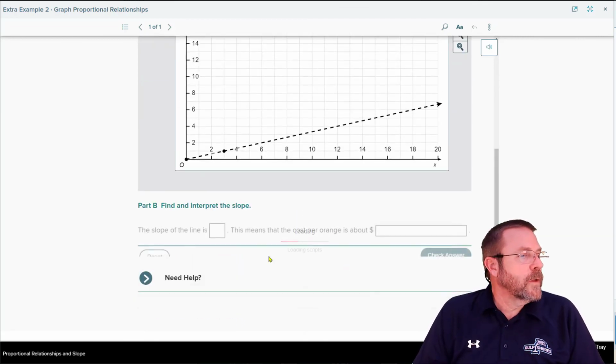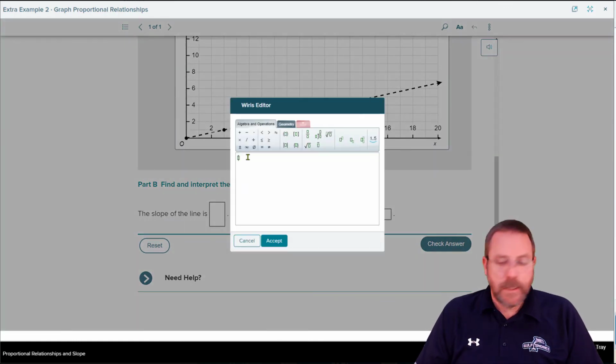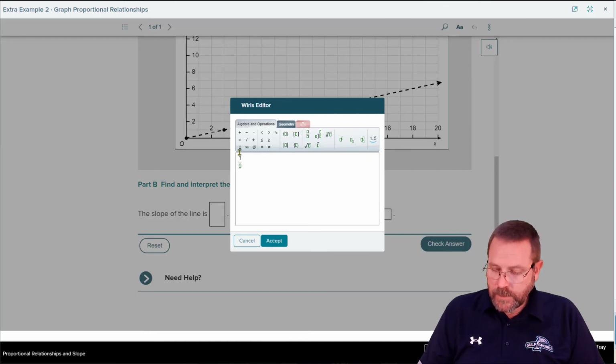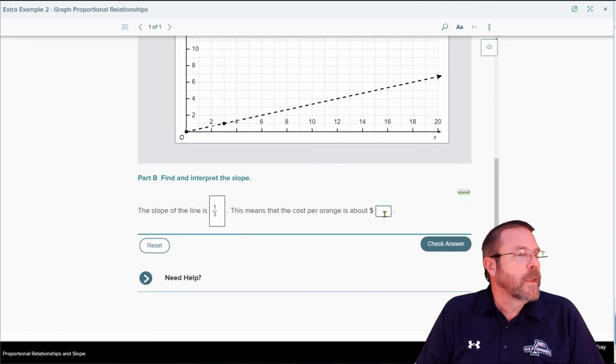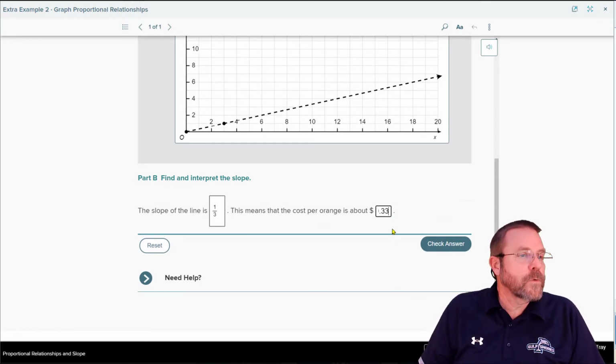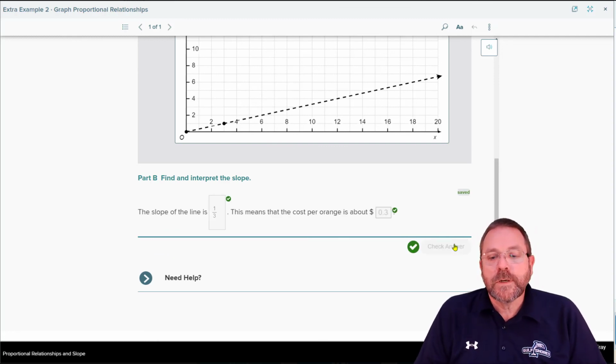Moving down from there, the slope of the line is going to end up being, what did I say? It's going to be 1 over 3, make that a fraction. For every rise of 1, you run 3, so the slope is going to be that 1/3 that we had, the m value that was in our equation, and that means that the cost per orange is going to be about 33 cents, because it's 1/3 of a dollar for each orange you end up buying.